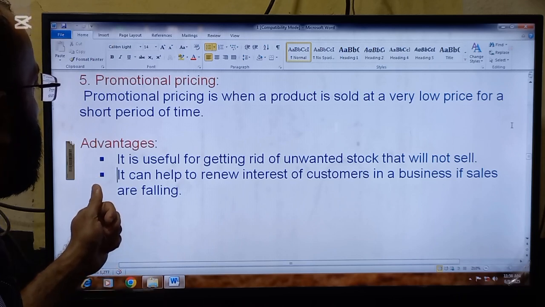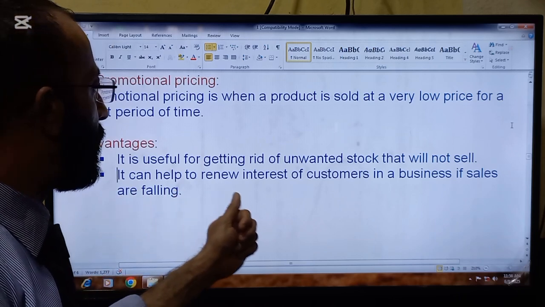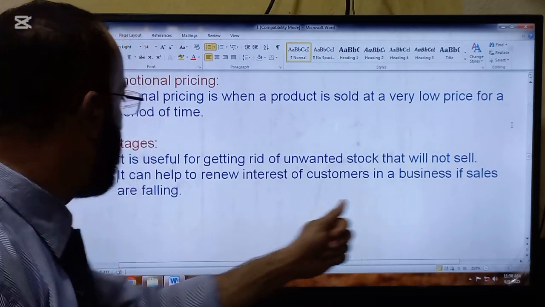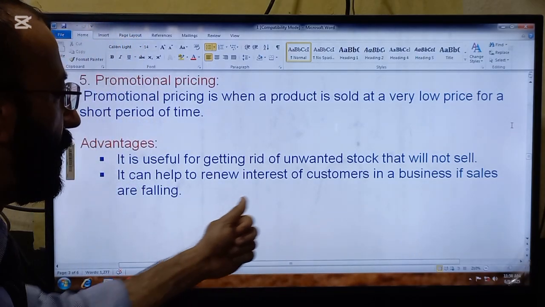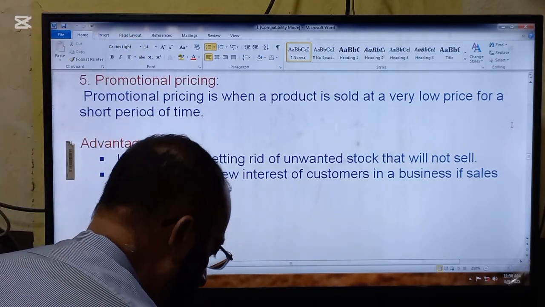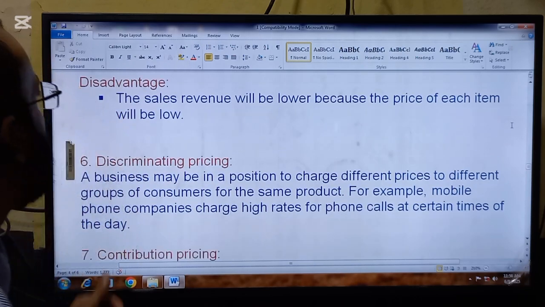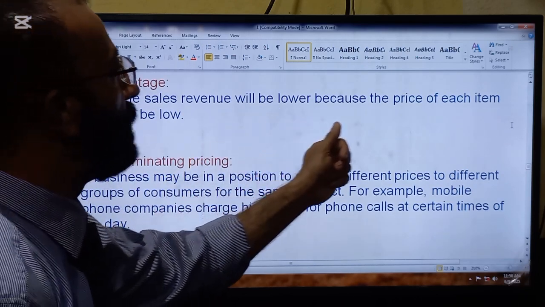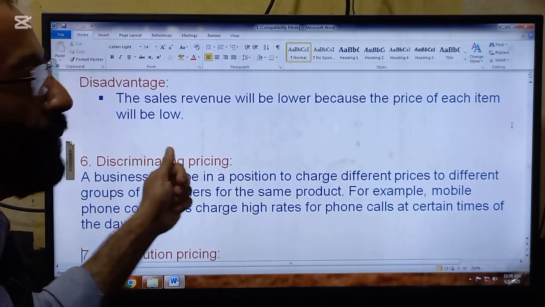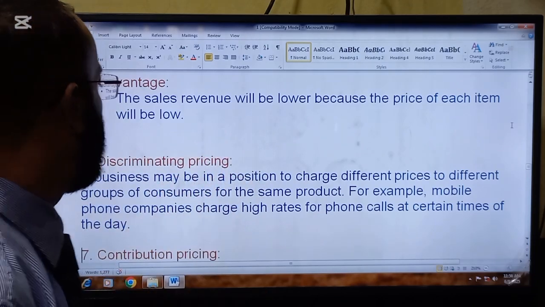Another advantage is it can help to renew the interest of customers in a business if sales are falling. The disadvantage of this kind of strategy is the sales revenue will be lower because the price of each item will be low. So this is the disadvantage.